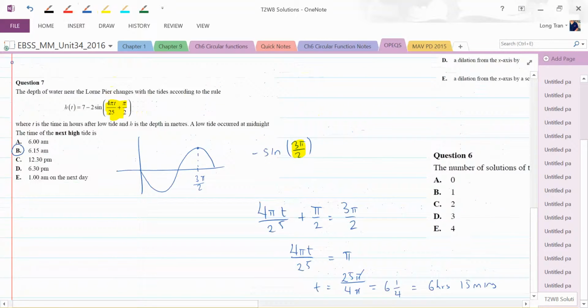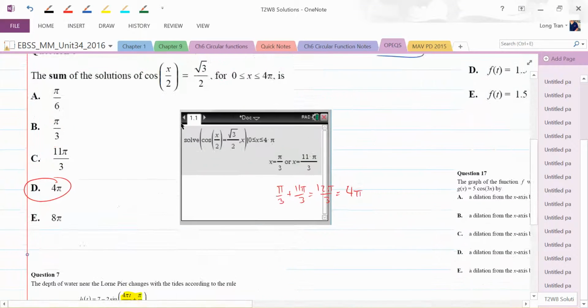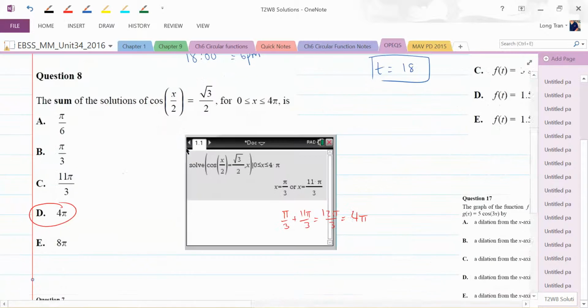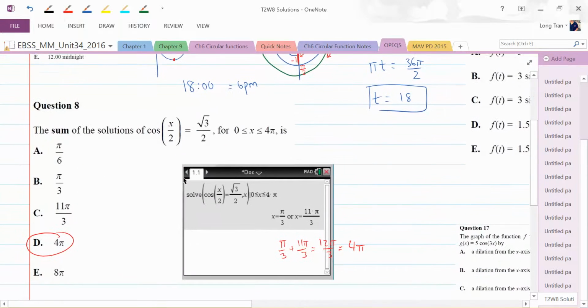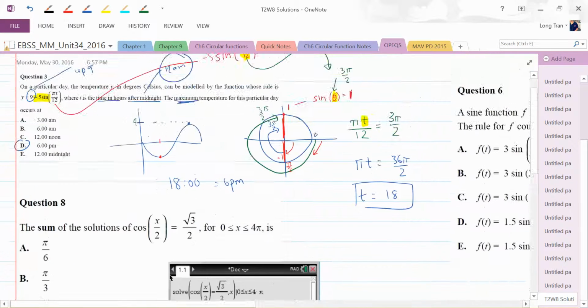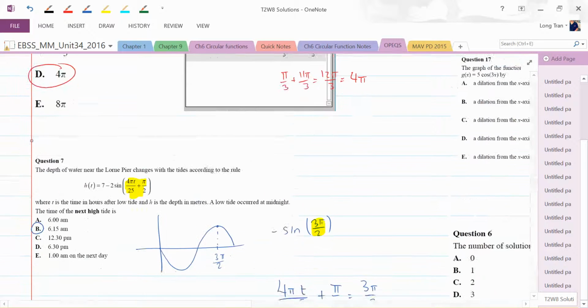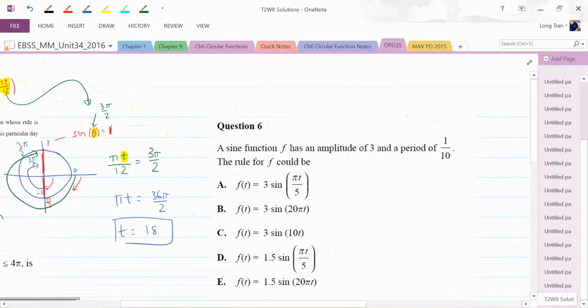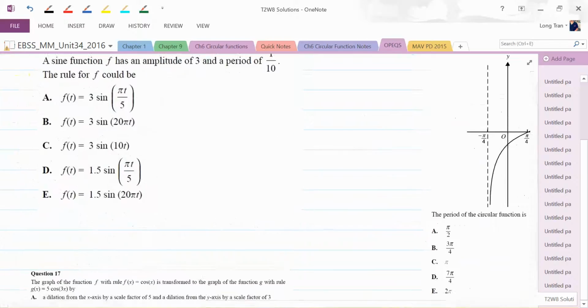Yes, should be B, I'm pretty sure. All right, so we got D, B, wait, no, D, B. I think I got the order of the questions mixed up. Oh well. Here we go, next question.